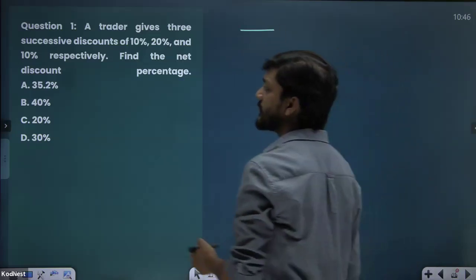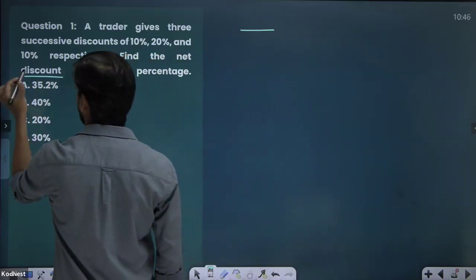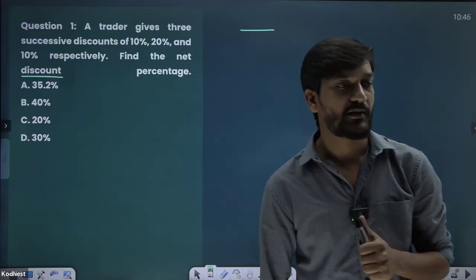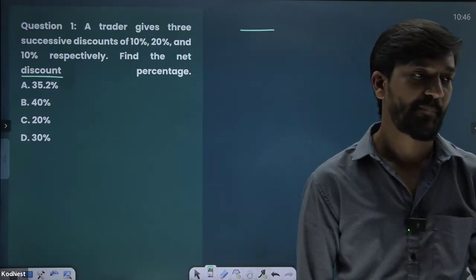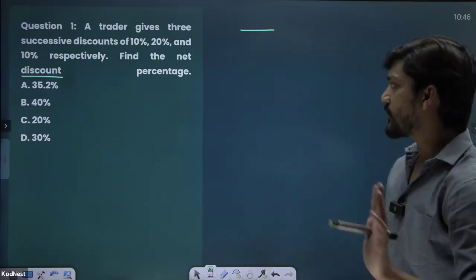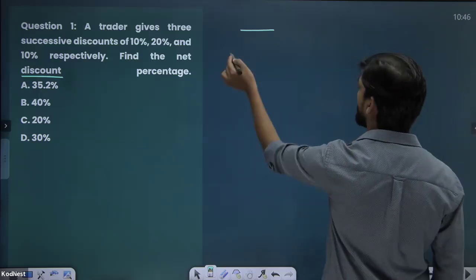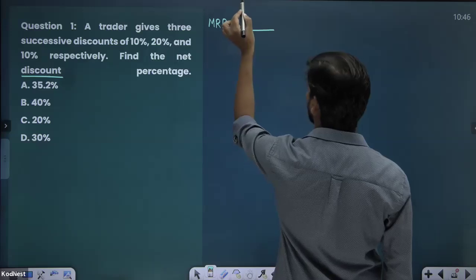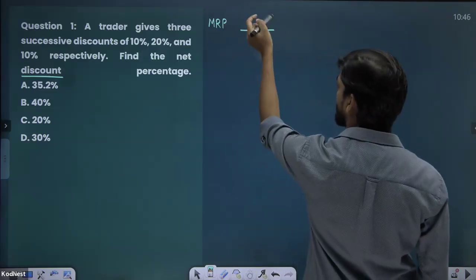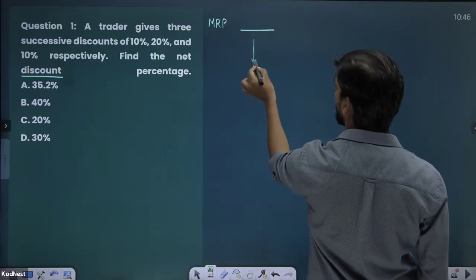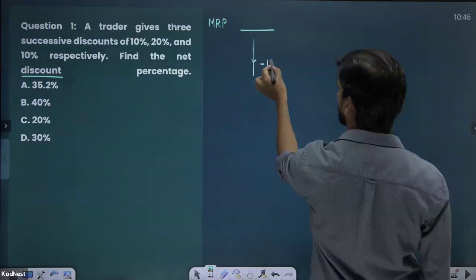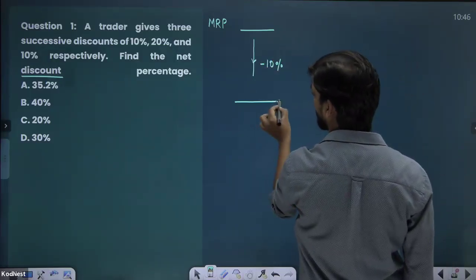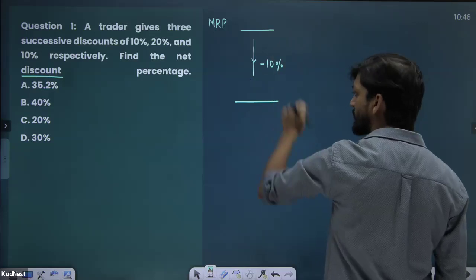First tell me please, discount is given on cost price. Am I right? Discount is given on cost price. Am I right? MRP. Cost price is something else, marked price is something else. Cost price is not the discussion here. MRP. All right. There is a certain MRP. On this MRP, the first discount will be given, 10%. Okay, 10%. I will get a new value after the discount.